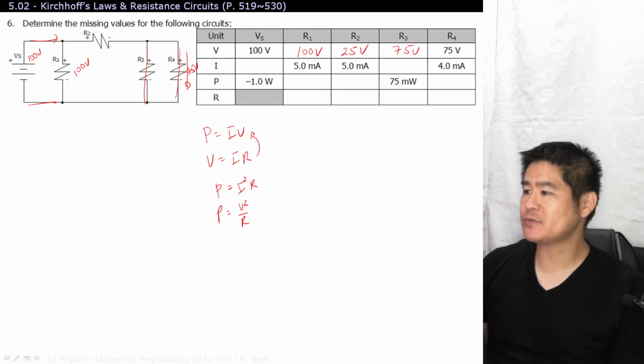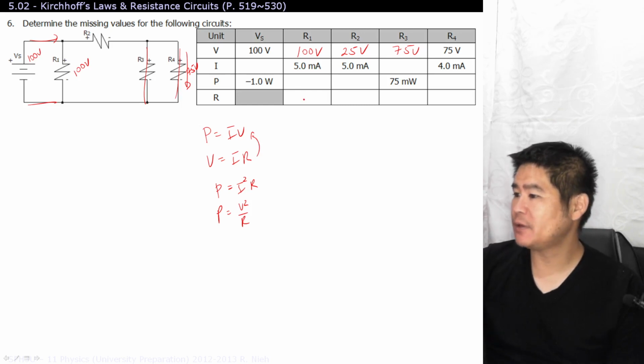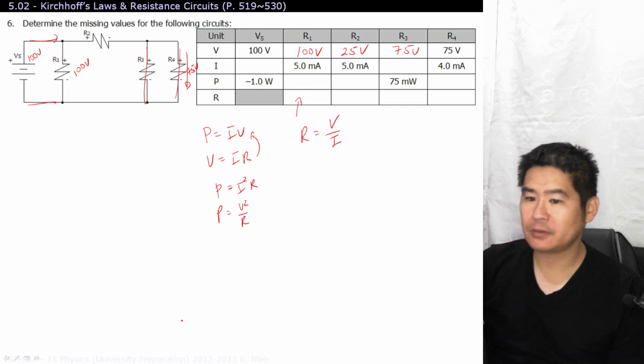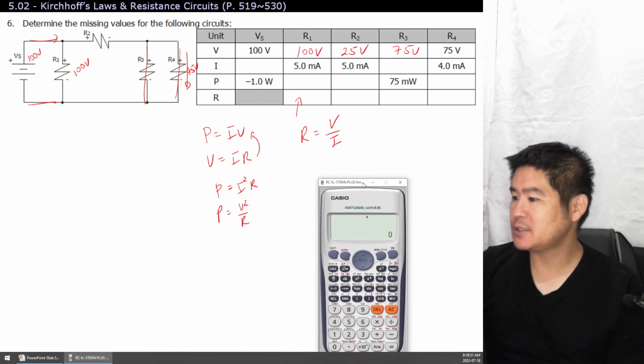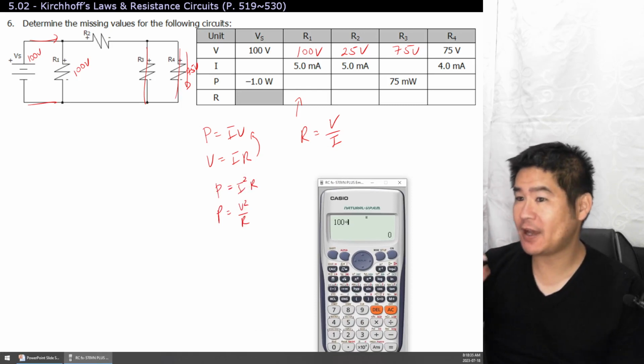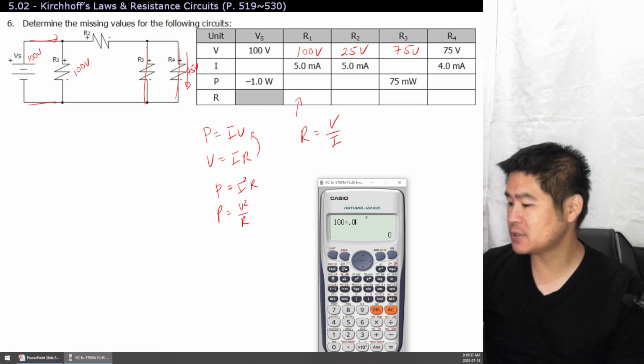I'll go through some examples randomly with you. For example, if I want to figure out the resistance over here, well, resistance is equal to voltage divided by current. So, handy dandy calculator, a voltage of 100 volts divided by 5 milliamperes, or 0.005 amperes, will give you a resistance of 20 kiloohms.